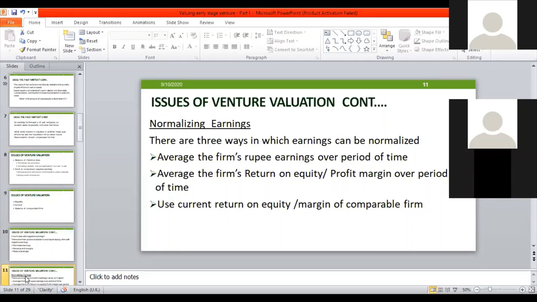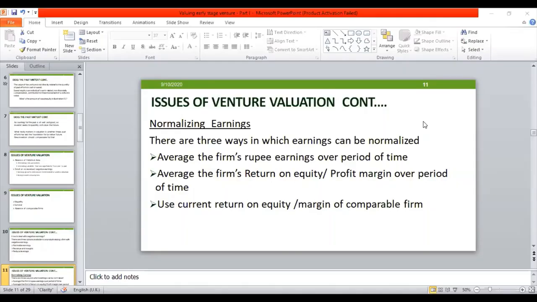This approach is best if the company has a history. In order to take an average, we need to have historical data. Therefore, when the company has a long history, and especially if the scale of the business does not change significantly, then we can use this approach. We can get the average value of earnings.